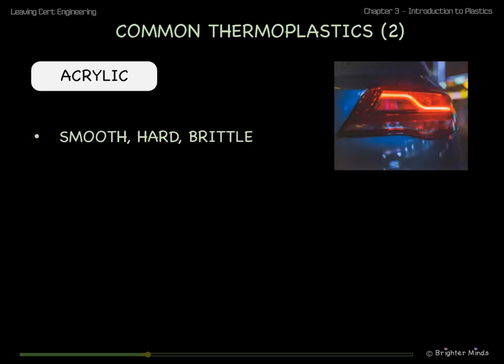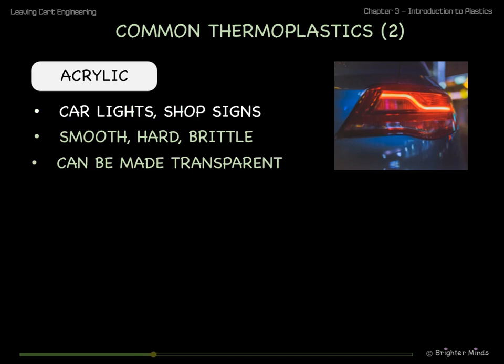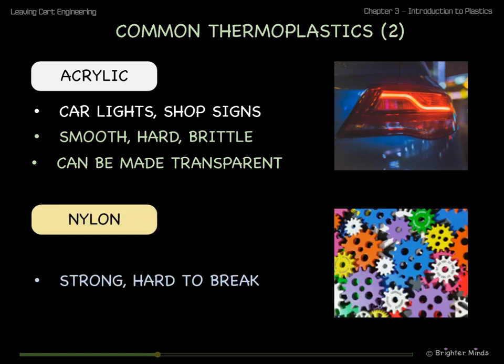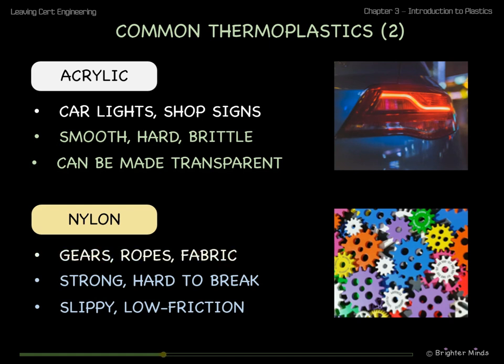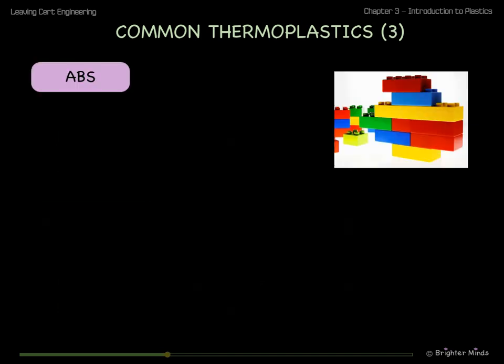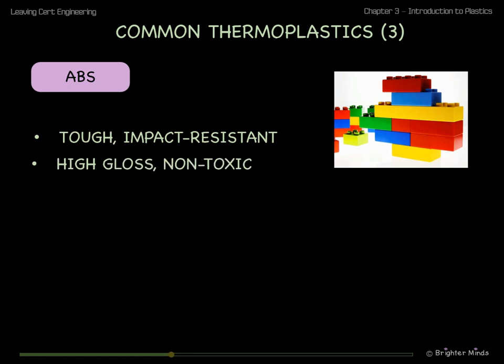Acrylic is a hard, smooth plastic that can be made very transparent. It is often used as a glass substitute to make products like car lights and shop signs. Nylon is strong, hard to break, hard wearing, and has a low friction, slippy surface. It is used to make products like ropes, gears, and fabrics for clothing. ABS is tough, impact resistant, non-toxic, and has a high gloss finish. It is used to make items like toys and casings for equipment.